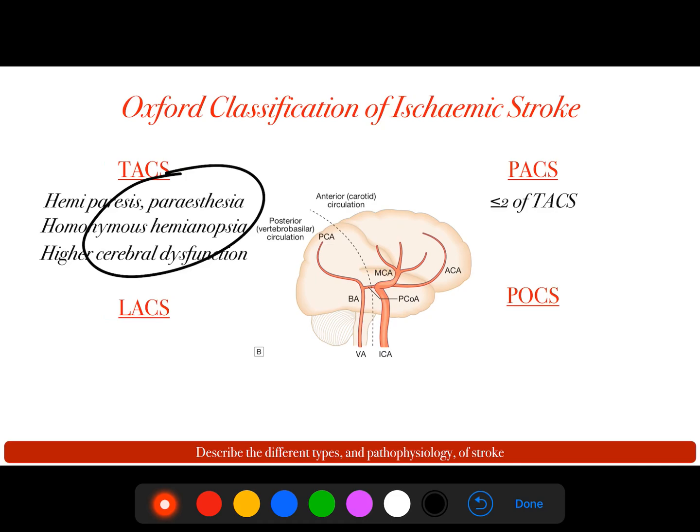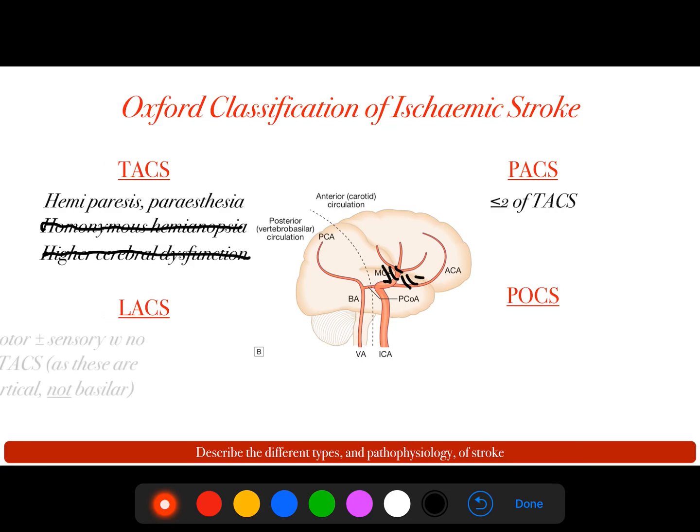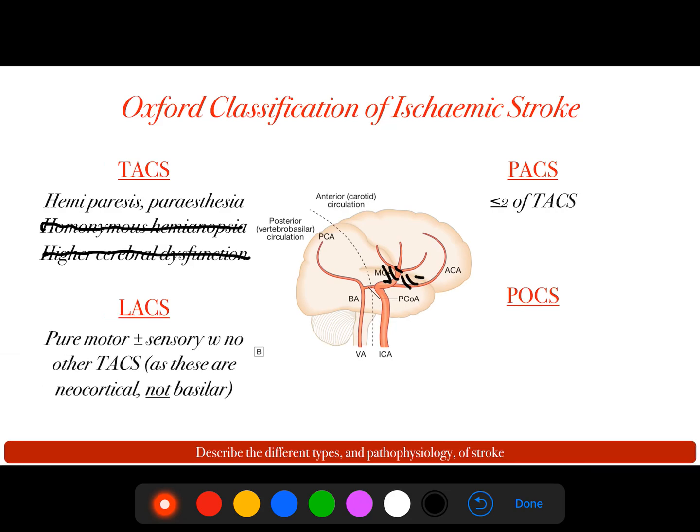And actually, if you know PACS and TACS, you know LACS, because LACS are lacunar infarcts, so they're just the penetrating ACA and MCA branches. They're the deep structures. So they won't be a homonymous hemianopia, and they won't be higher cerebral dysfunction. A LACS is pure motor or sensory with no other TACS features. Okay? So it cannot be anything other than a totally pure motor or sensory.